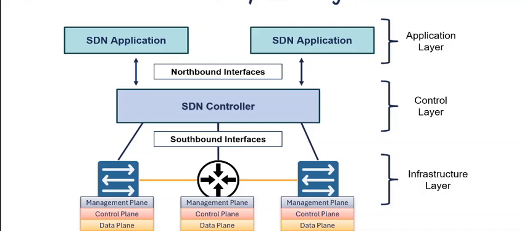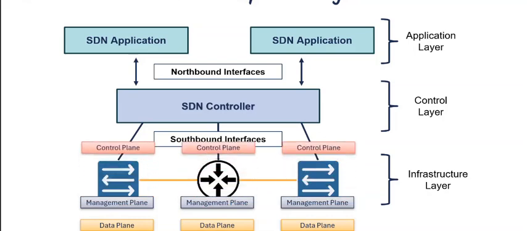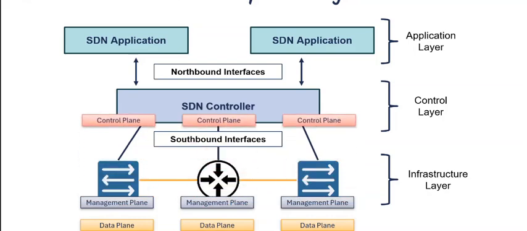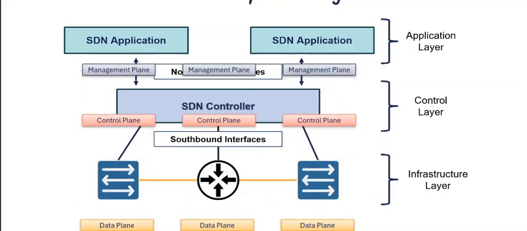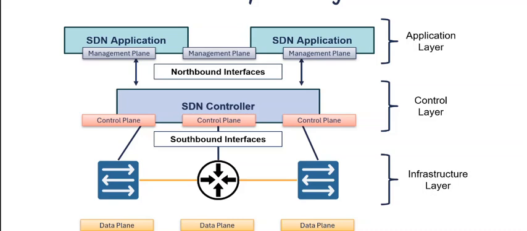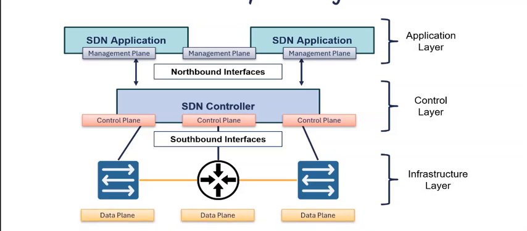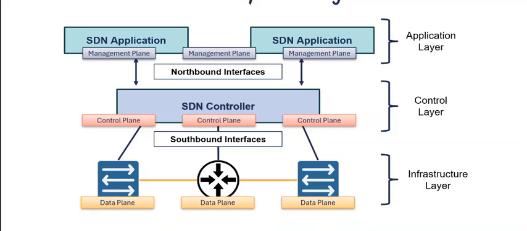Now, what we do with SDN is we're going to break up the management, control, and data plane. So the control plane is going to go up to the centralized SDN controller, and the management plane is now going to go up to the SDN applications. And then the data plane is going to stay where it is down at the infrastructure layer. So rather than having the management, control, and data plane distributed to each individual device, now we have it broken up where the management plane is up within the application layer and the control plane is centralized at the control layer. Now, with that said, let's talk about what SDN applications are.